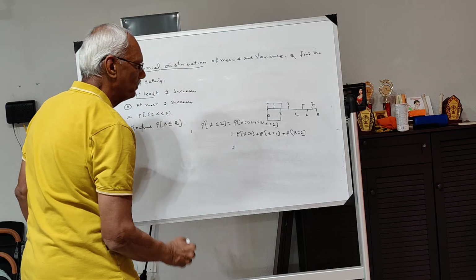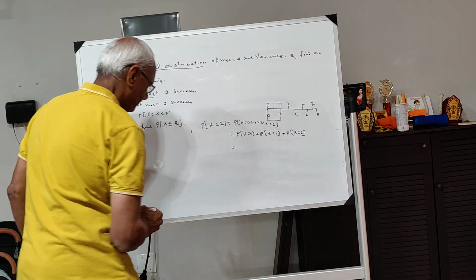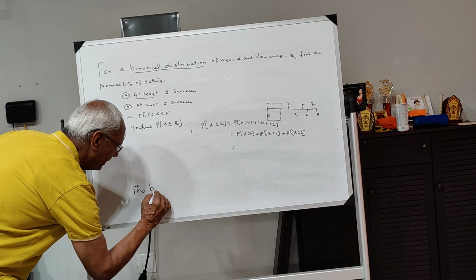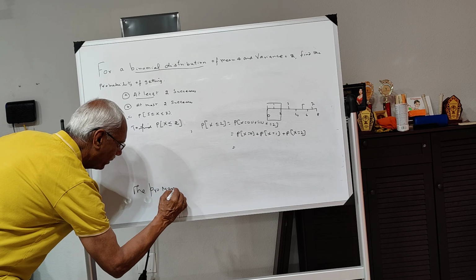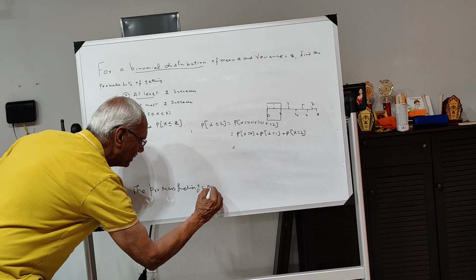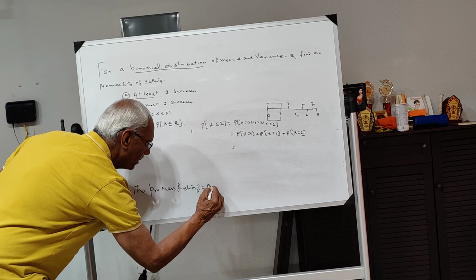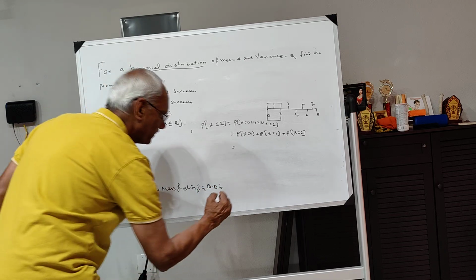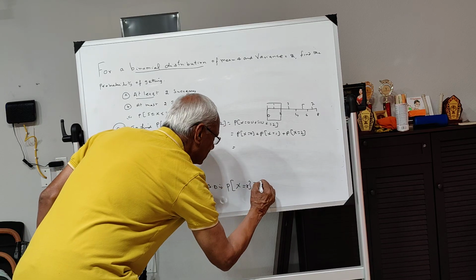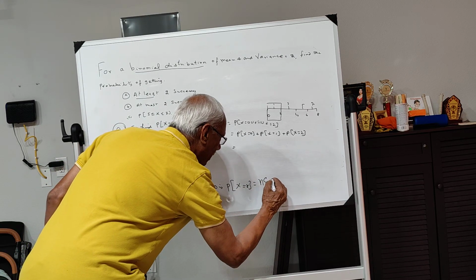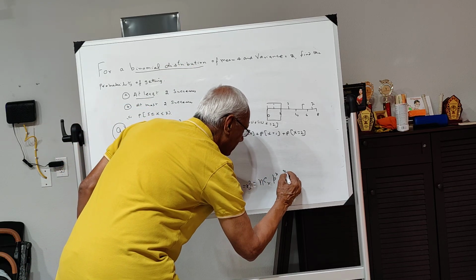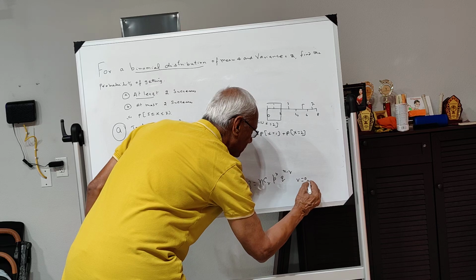But this is equal to, I will write it here, the probability mass function of a binomial distribution: P of x equal to r is equal to nCr p to the power of r q to the power of n minus r.